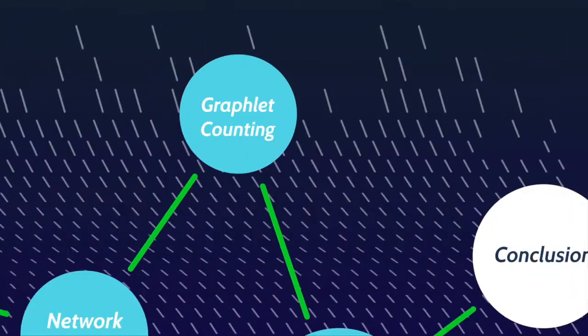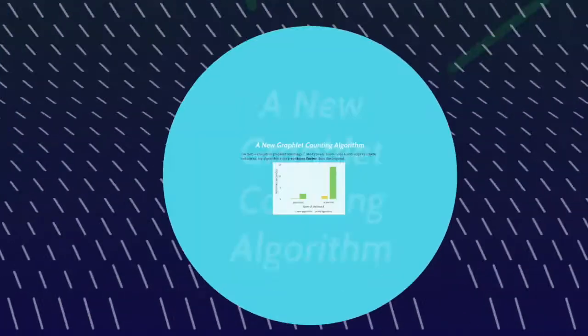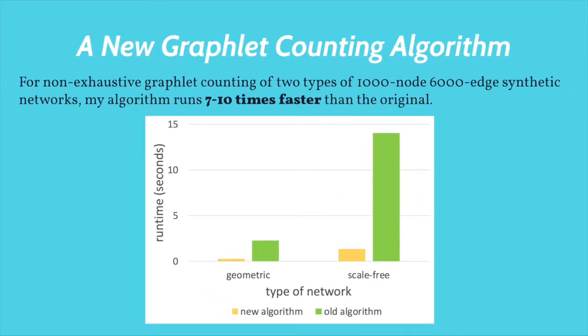While developing exhaustive heterogeneous graphlet counting, I also developed a new homogeneous graphlet counting algorithm that can easily be extended to count heterogeneous graphlets, or even weighted graphlets. Perhaps you'll hear about those in a future student's video. Preliminary tests show that my algorithm, in yellow, is up to 10 times faster than its predecessor in green.